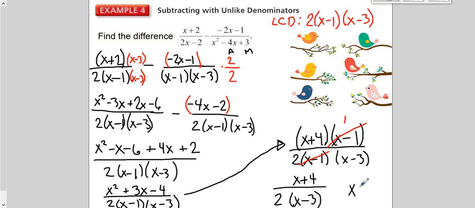Now, for what x is not allowed to equal, anything that disappeared in the process that would have made the original denominator 0, we have to mention at the end. X cannot be 1. The x minus 3 part is still in there, so we don't have to worry about that. Just the things that disappeared along the way. All right, that's example 4.